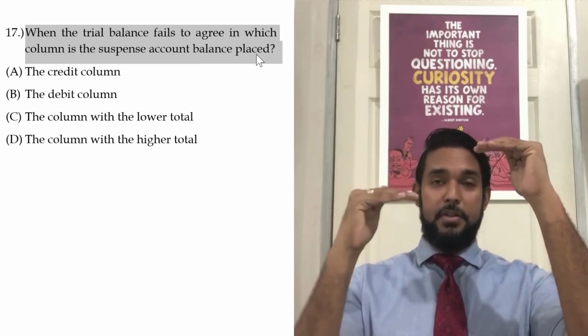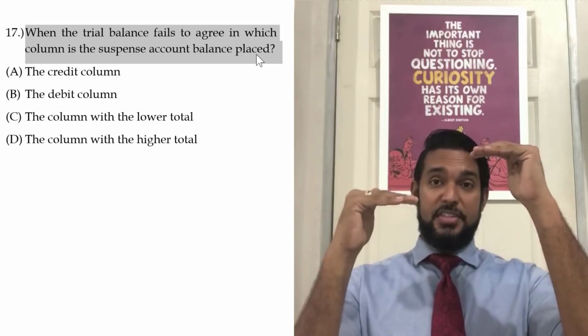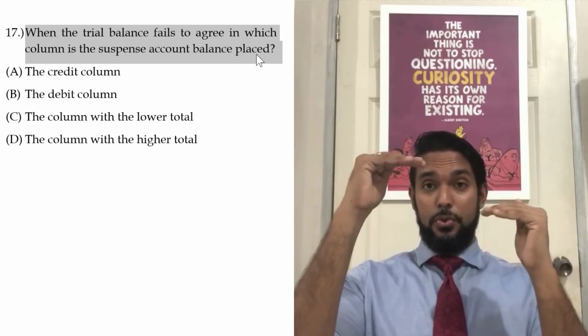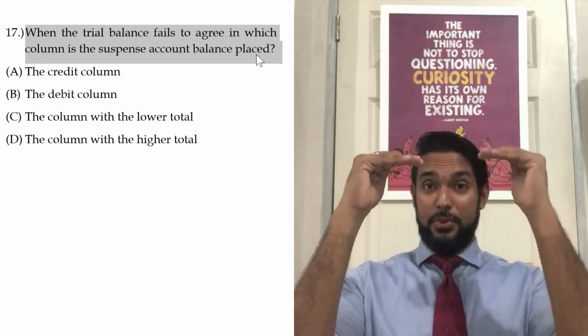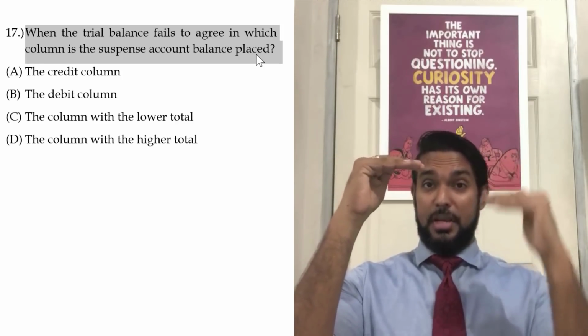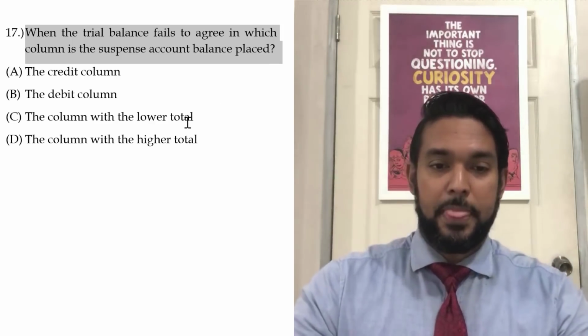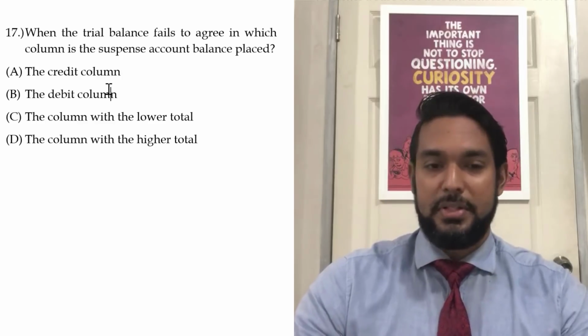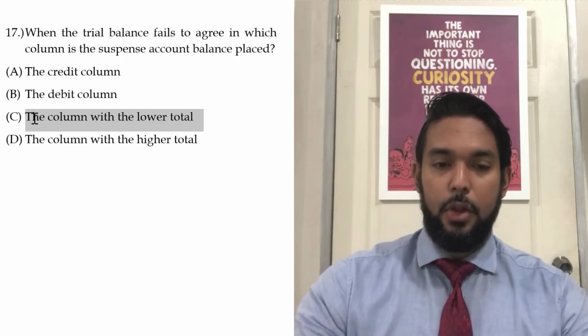So if your credit side is too low, you're going to have a suspense account entry or balance on the credit side. If your debit side is too low, you're going to have to add an amount to make it equal to the credit side, so your suspense account is going to go on your debit side. So it depends. It says credit column, debit column, so it is neither of those all the time. It is the column with the lower total.